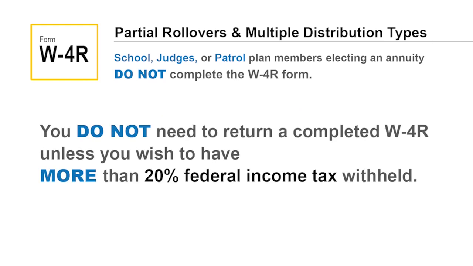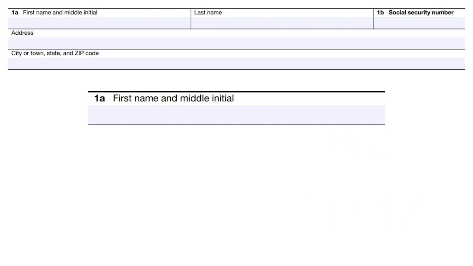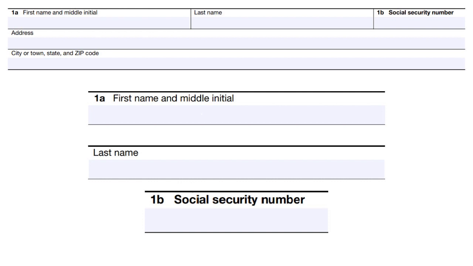You do not need to return a completed W-4R unless you wish to have more than 20% federal income tax withheld. If you submit a W-4R, you must fill out all of the lines of information that you see here at the top of the form. Let's take a look at Step 1. To begin, fill out Part 1A. Enter your first name and middle initial, and then your last name. Next, fill out Part 1B, your Social Security number.